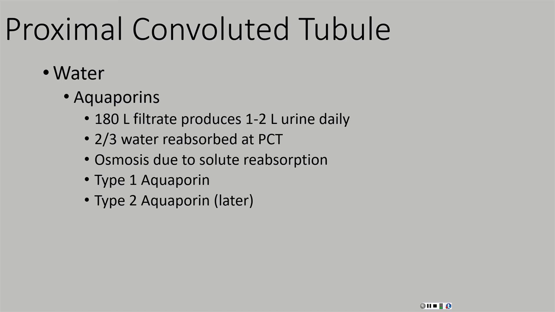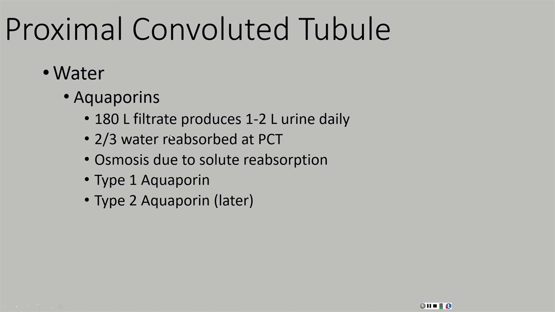Aquaporin type 2 is only present when ADH is being secreted by our hypothalamus. So when we release ADH, it tells our kidney tubules to make aquaporin type 2. Now we have more aquaporins in our kidney tubules, which allows us to reabsorb more water. And remember, that's what ADH does. It tells our kidneys to reabsorb more water. Now we see the mechanism. ADH makes aquaporin type 2 in our kidney tubules. Now we have more than normal aquaporins, so we can reabsorb more than the normal amount of water.